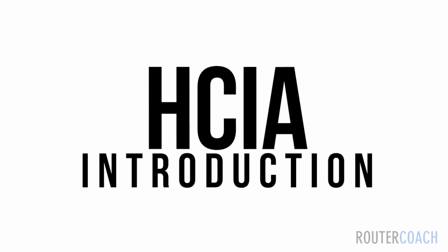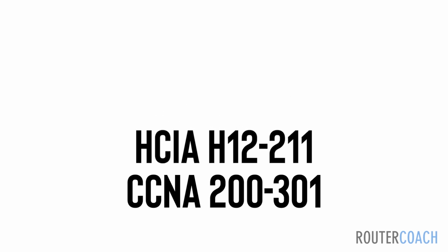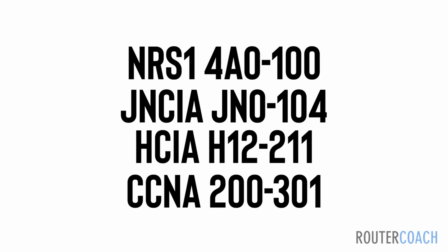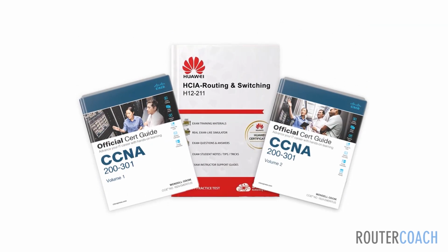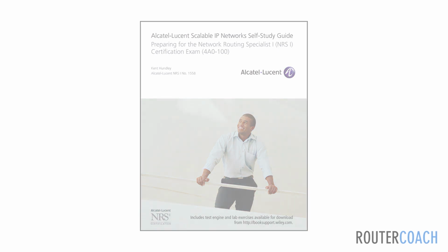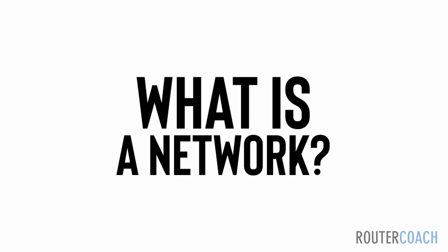In this associate level introduction, which should set you up nicely for all associate level network qualifications including Cisco's CCNA 201 to 301, Huawei's HCIA routing and switching, the Juniper JNCIA, and the Nokia/Alcatel-Lucent NRS1, we will be loosely following the official CCNA coursebook material as it is the most in-depth, but we will also be sprinkling in vendor-specific terminology, and for that we will be using Alcatel-Lucent's Scalable IP Network Self-Study Guide for the NRS1 and also the HCIA Study Guide. The first thing that we'll start off looking at is what is a network.